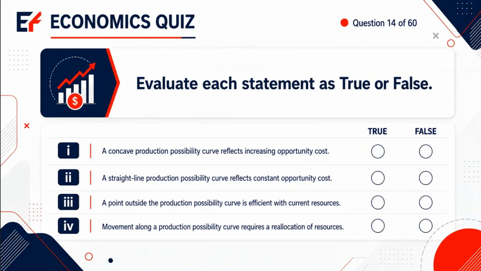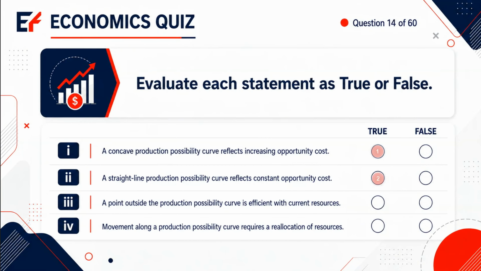Question 14. Evaluate each statement as true or false. A concave production possibility curve reflects increasing opportunity cost. The correct answer is true. A straight line production possibility curve reflects constant opportunity cost. The correct answer is true.